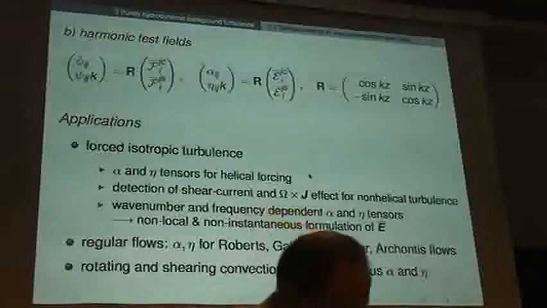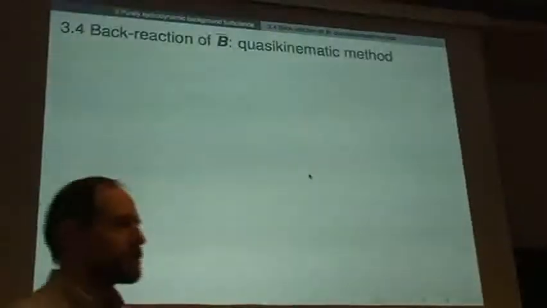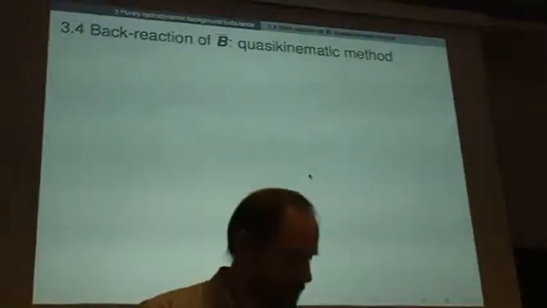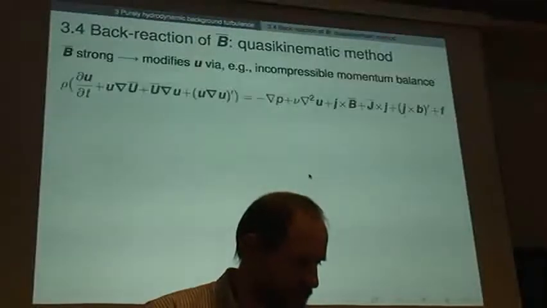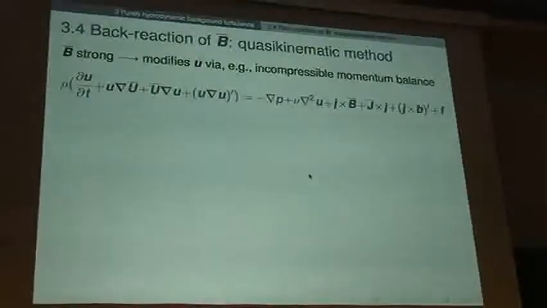Now, let us look for the much more interesting thing. What about if the mean magnetic field already acts back on the turbulence? So we have a strong mean magnetic field, and we assume that it already modifies the velocity fluctuations. For instance, via such an equation, which would be the incompressible momentum balance, for simplicity. But it's not a major complication to add compressibility here, if you want.